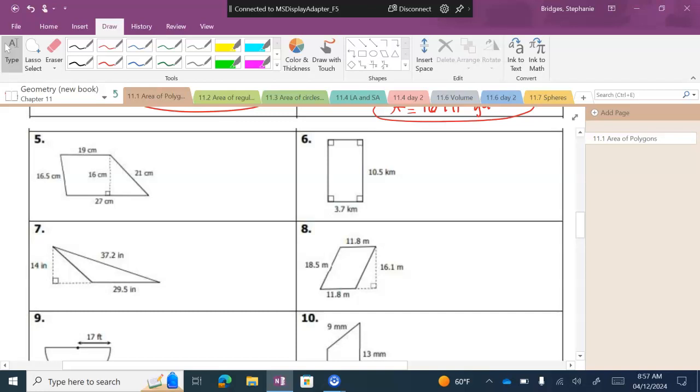What shape is number 6? Rectangle. And a rectangle is just like a parallelogram. Base times height, length times width, whatever you want to call them. What is the base in this one? It doesn't really matter, right? We're going to go 3.7 times 10.5, or I can do 10.5 times 3.7, either way. And we get 38.85 kilometers squared.